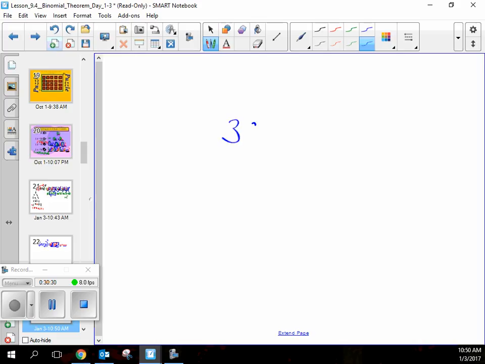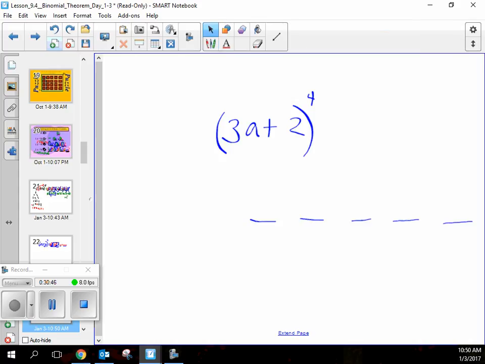3a plus 2 to the fourth. Notice that that one has a number on the a. There's 5 blanks. Would you just do the first 2 terms of this one? We'll see if you've got your patterns down well enough. And if the first thing you do is 3a to the fourth, you lose already, because something's wrong with that.